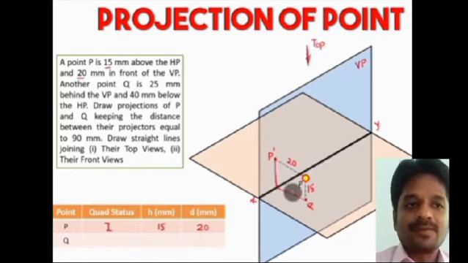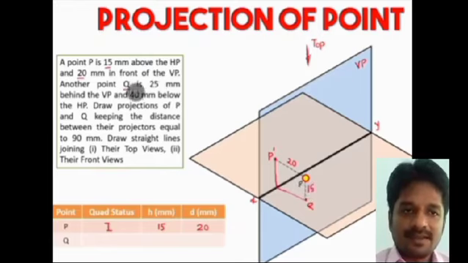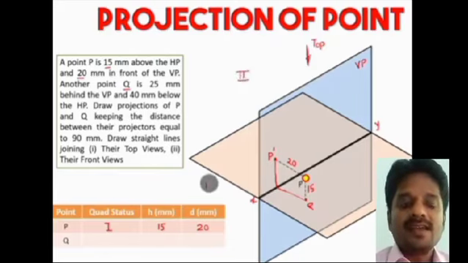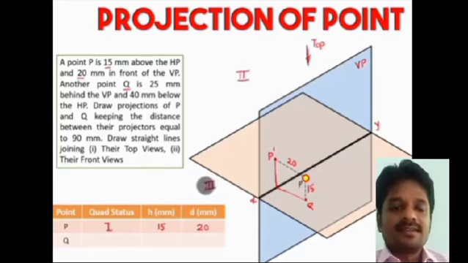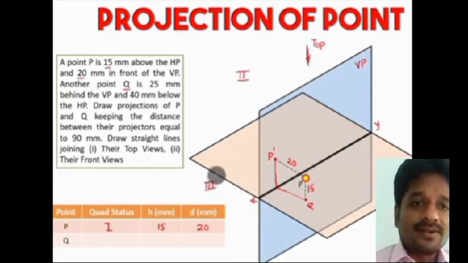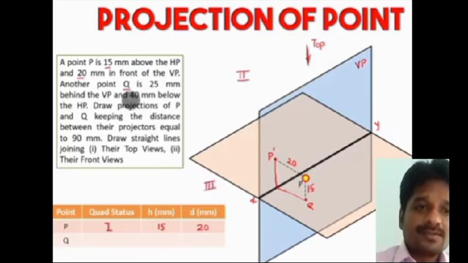Now we will look at the point Q. The point Q is 25 mm behind the vertical plane and 40 mm below the HP. So behind and below. Behind and below, obviously it falls under the third quadrant. It's very clear, and 40 mm below the HP line. So it is going to be the third quadrant, and that's what I have marked with a tick over here.